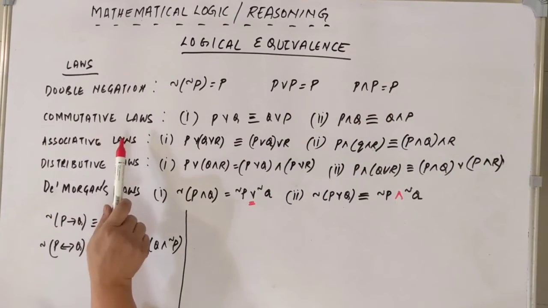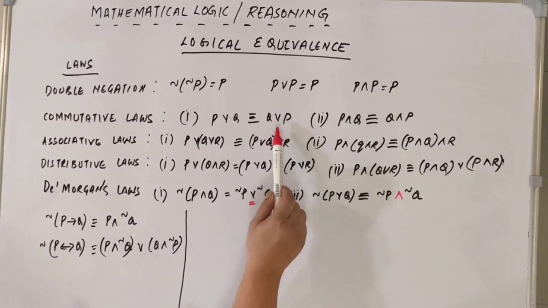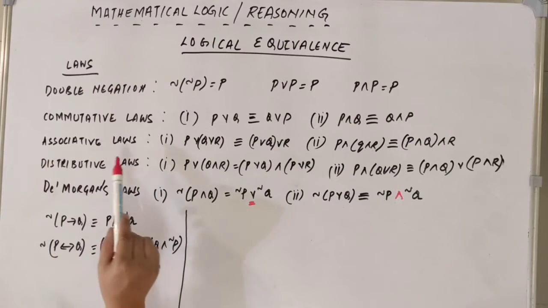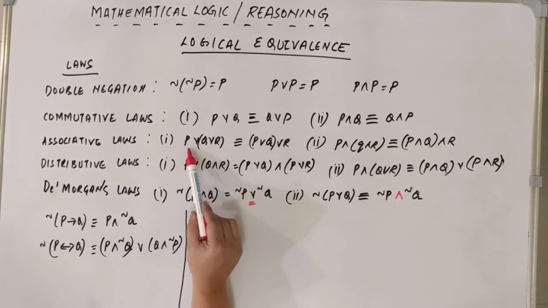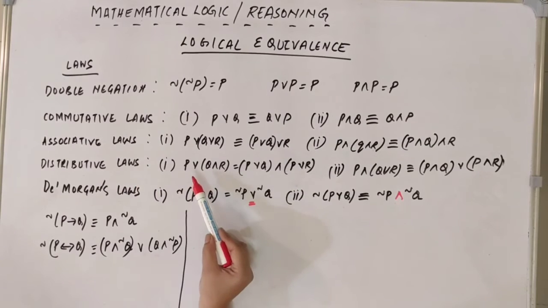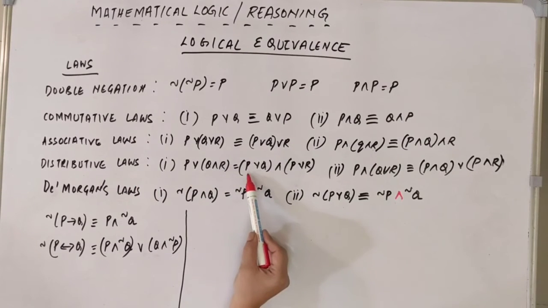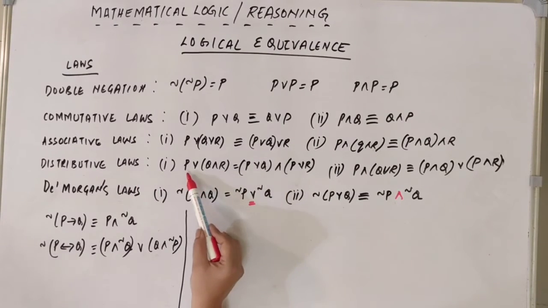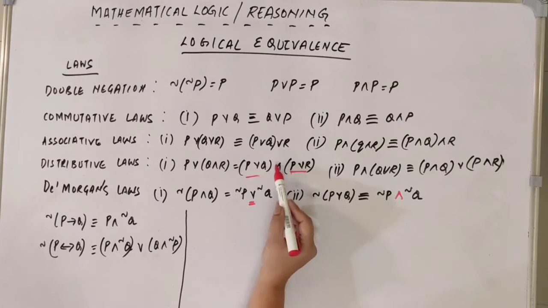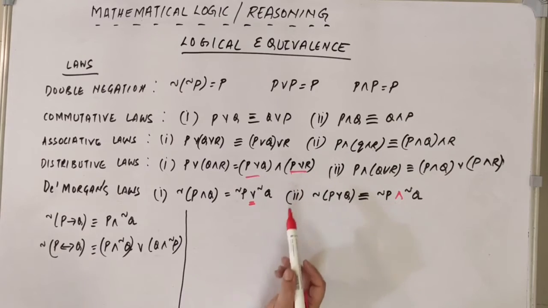Similarly, we have commutative laws. P or Q is going to be Q or P. P and Q is equivalent to Q and P. Associative laws, we just split it like this. Then we have distributive laws. Here what's going to happen is P or Q, we are going to split it separately. And then P or R is going to be split separately. And then there is going to be an AND, which will separate these two expressions.